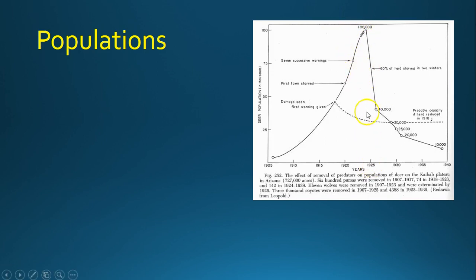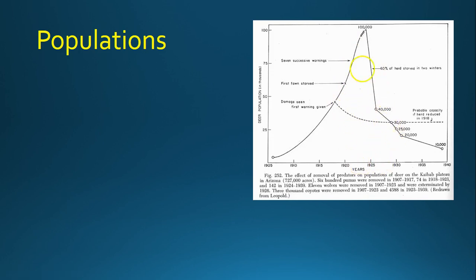And in 2 winters, we got 60% of the deer dying. So you can imagine 60,000 dead deer in this very small area when we shot past our carrying capacity and then had a couple hard winters in a row where everybody died off.